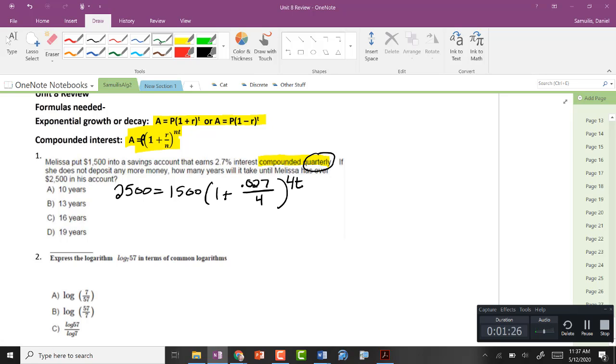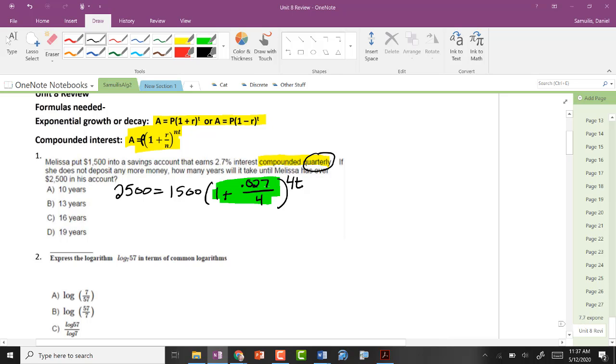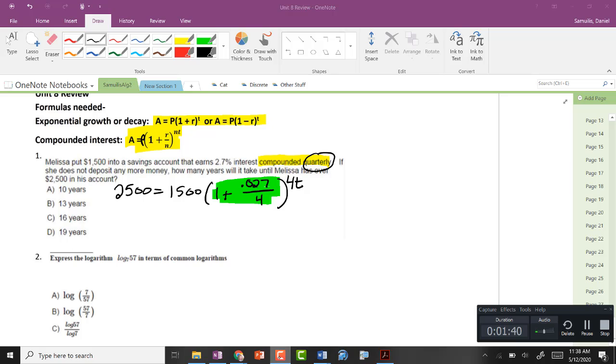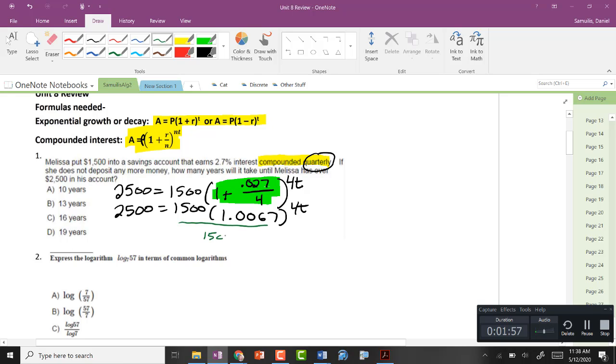So when we're solving this, we're not going to be able to multiply this because of order of operations, I have to take this to a power, and I don't know what that power is. We can go ahead and simplify that number. That number gives us 1.0067 to the 4t power. So the next step, again, we cannot multiply these two because I don't know what this power is. So what I'm going to have to do now is divide by 1500. And when I divide that by 1500, I end up with 1.67 approximately.